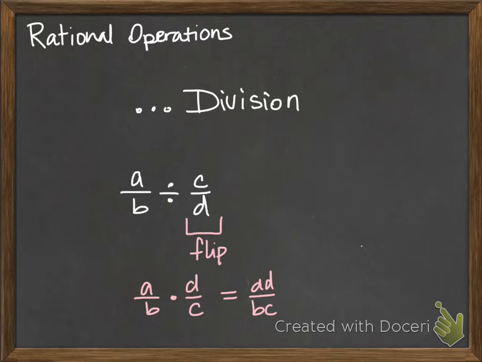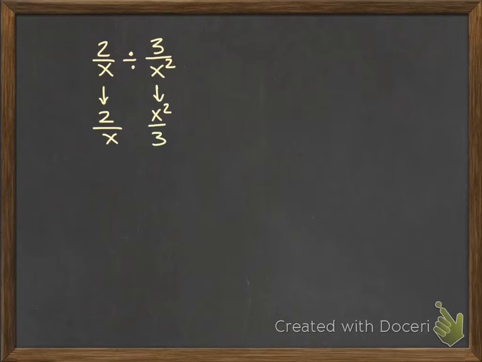So let's put that into a normal type equation. Let's say we have 2 over x divided by 3 over x squared. Okay, so our 2 over x stays the same, that doesn't do anything. But our 3 over x squared changes. So now we have x squared over 3. And we've got this multiplication now. So now we go 2 times x squared gives us 2x squared. 3 times x gives us 3x.